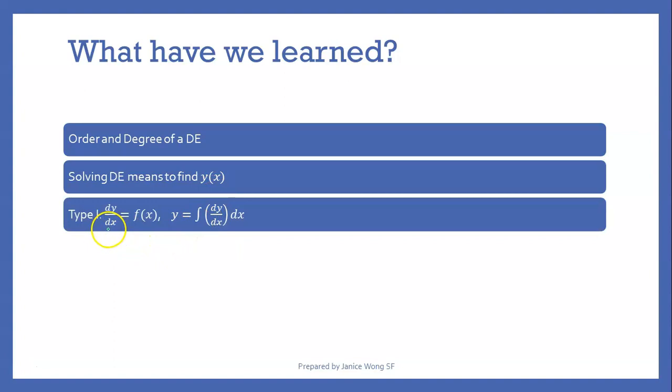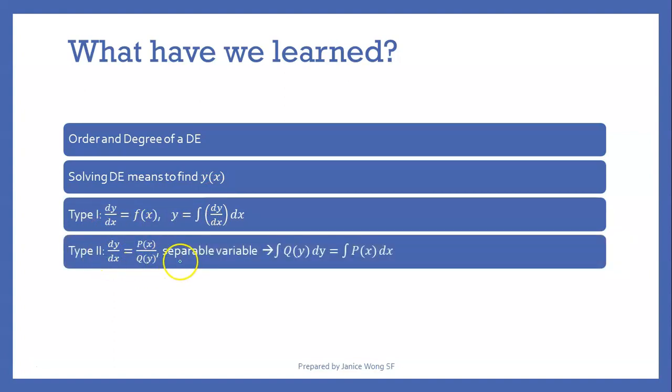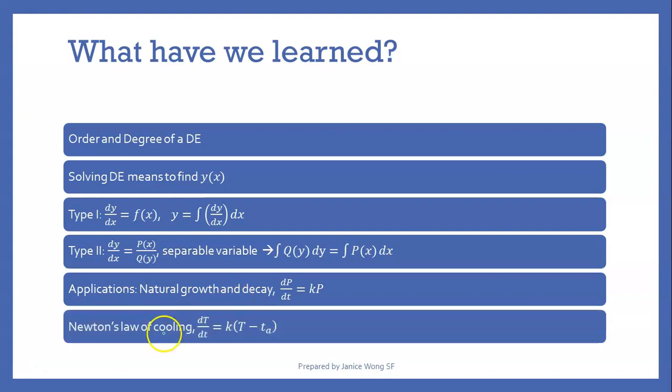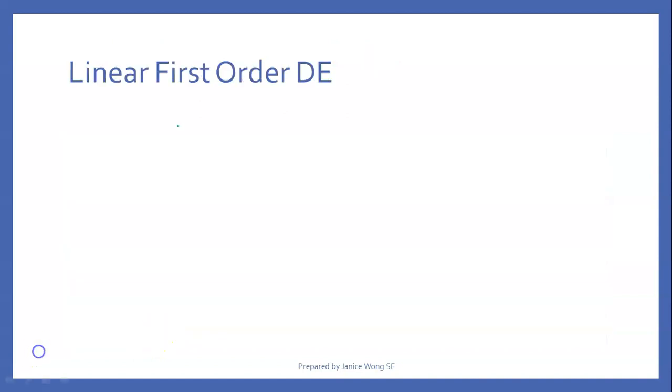We came across type 1 differential equation, type 2 differential equation, where it is called the separable variable differential equation. Then we learn about the applications which involve type 2 differential equation, natural growth and decay, and Newton's law of cooling. We have also learned how to solve linear first-order differential equation, which is denoted as LFODE.